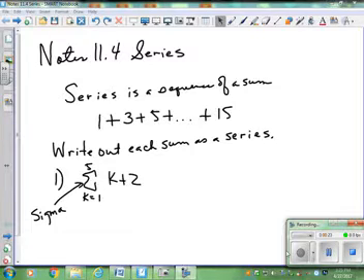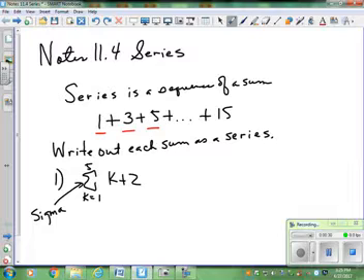But who wants to write every number in the sequence? So we write the first three. As you can see, I've written the first three numbers, and then I put a plus, dot, dot, dot, and then I've written the last number in my series. And that's a way that you can show a series.